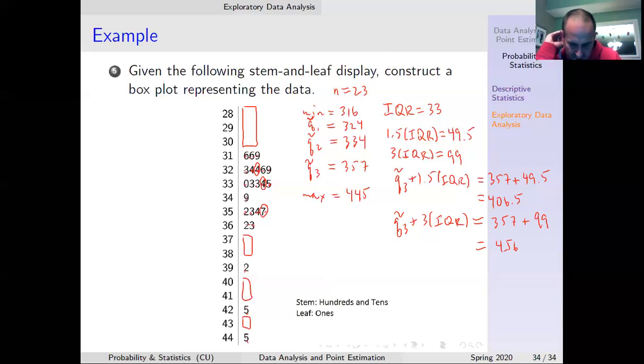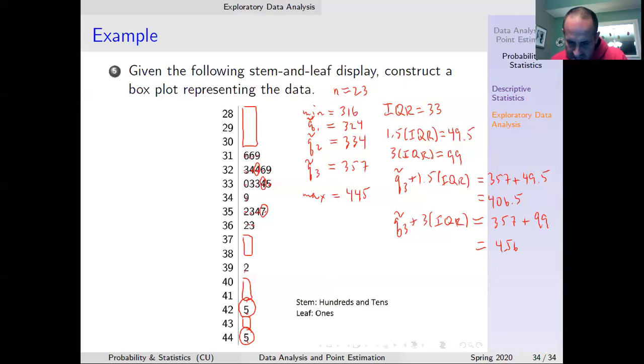Anything above that value is a flat out outlier, but there isn't anything above that value. The largest value we have is 445, but we do have some suspected outliers, because the maximum, 445, being above 406.5 makes you a suspected outlier. So that means 425 and 445 are a couple of suspected outliers. You know what I mean?